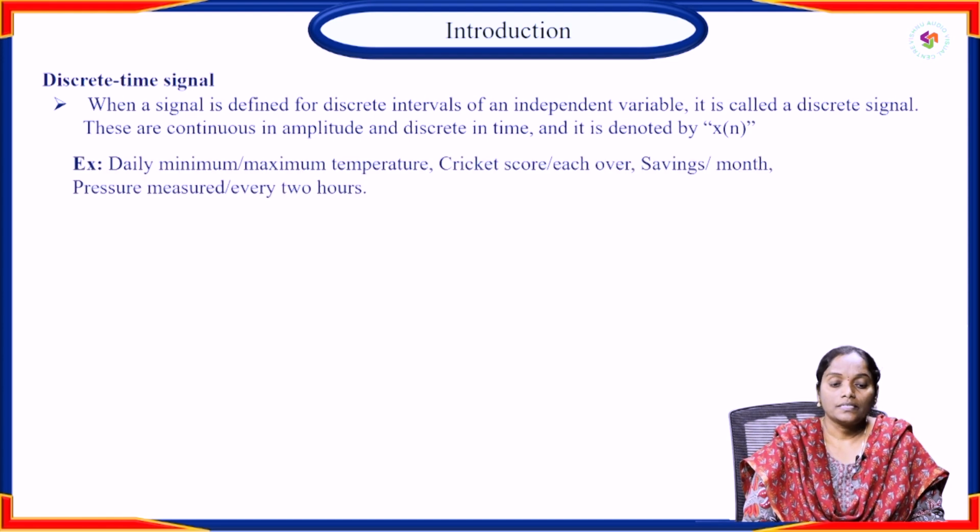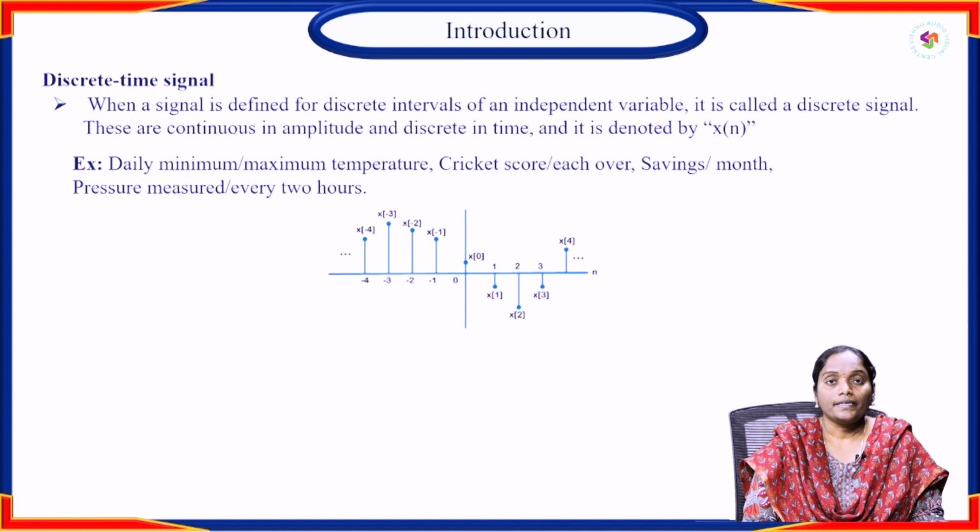We consider these examples for discrete time signals: daily temperature, the minimum and maximum temperature, cricket score per each hour, savings per month, pressure measured every 2 hours. These are discrete in time. The values may be continuous, but we are measuring these values at particular intervals of time. So this comes under the category of discrete time signals.